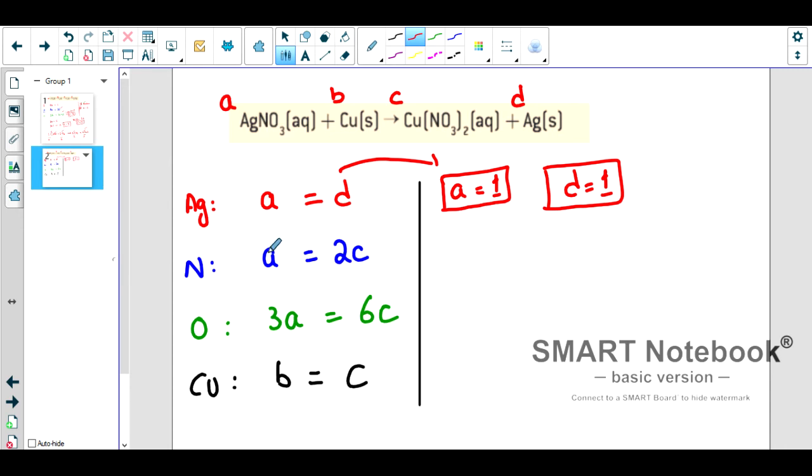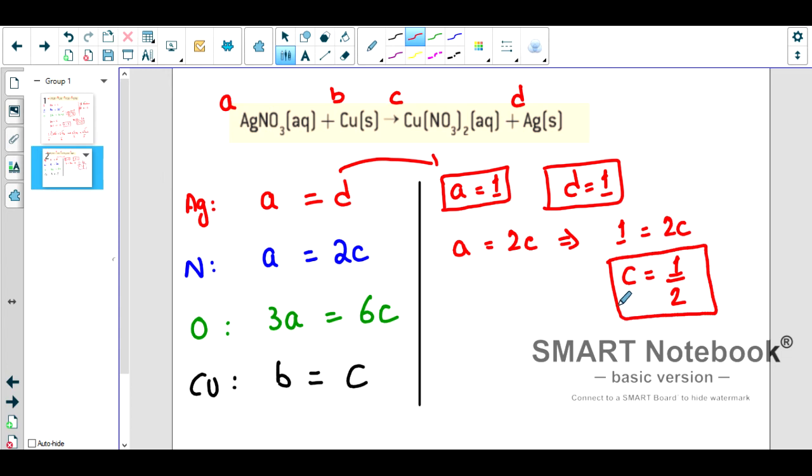Okay, now what will be C? A is equal to 2C. So here we have 1 equals 2C. What will be the value of C? C value is half. We got the value of C to be half. Okay, now how will you calculate this equation? We don't need to, but we know that B is equal to C. So we can say that B value is also half.